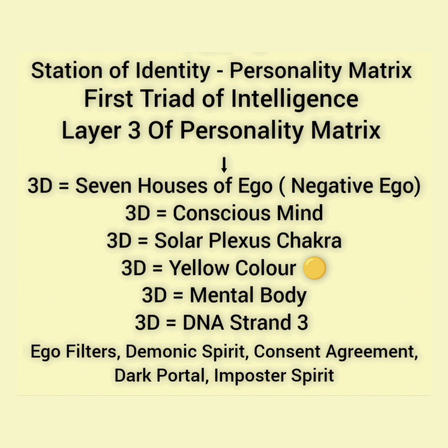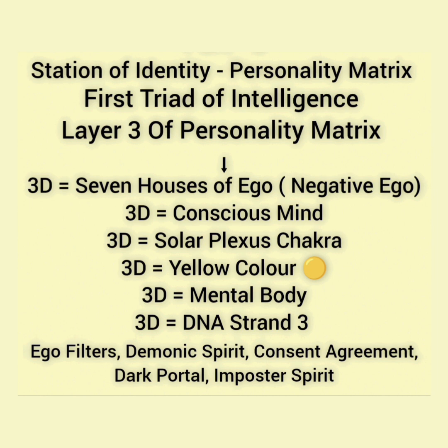conscious mind. We got to know that our layer number 3 is connected to dimension number 3, that is our conscious mind. The layer number 3 is connected to the mental body. It is connected to DNA strand number 3, and it is connected to the solar plexus chakra, and it is also connected to the 7 houses of ego, 3D houses of ego, which we also call negative ego.